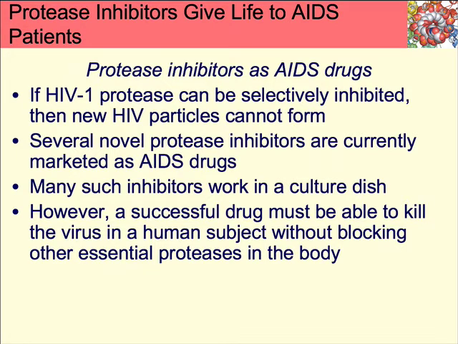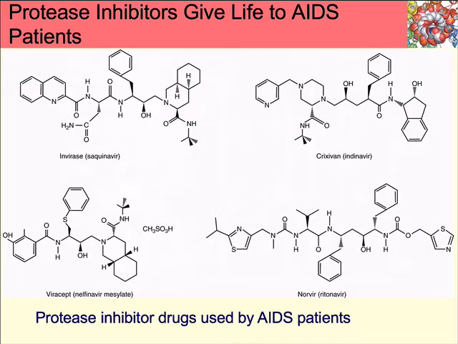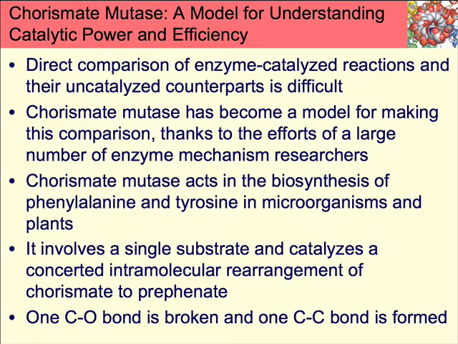Protease inhibitors like Crixivan are very effective AIDS drugs because if the HIV-1 protease can be selectively inhibited, then new HIV particles can't form. There have been many such inhibitors found to work in a culture dish, but successful AIDS protease drugs have to be able to kill the virus in a human subject without blocking other essential proteases in the body. Shown here are a variety of protease inhibitors that have been very effective in treatment of HIV.